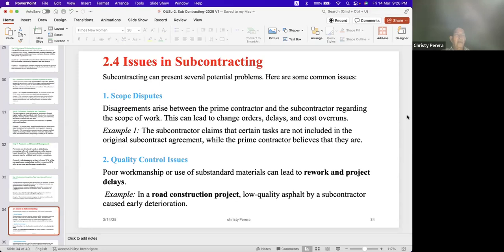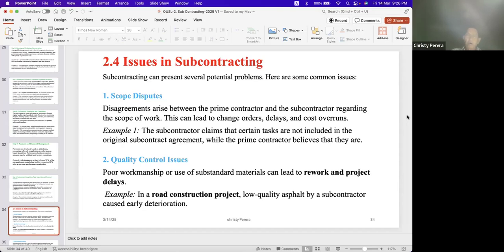The prime contractor or main contractor thinks, yeah, it is there, in his thinking. It is there in the contract, but it's not clear enough, or it's not there at all. So all this, that part you'll have to be very careful. Those are the scope disputes. So that means, again, it says scope has to be very clear, right?